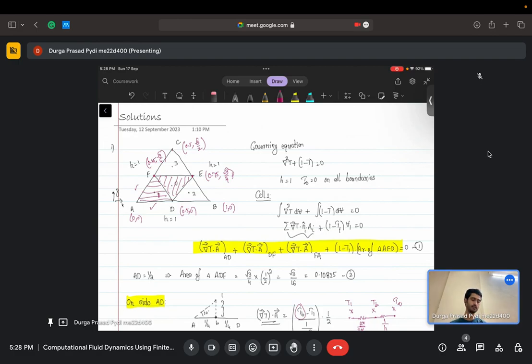The second thing we have used here is the symmetry of the problem. Just by using the symmetry, we are able to reduce the number of equations. Here we have 4 cells, so ideally we should be getting 4 different equations and solving for 4 unknowns. Just by using the symmetry, we reduced it to 2 equations and 2 unknowns.